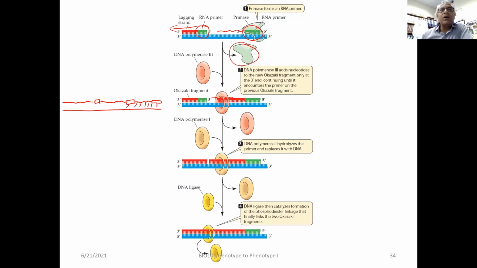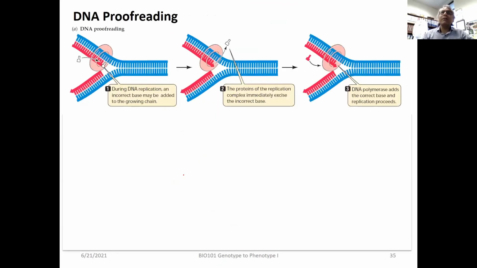Now the puzzle is, you cannot keep RNA sequences within DNA. You have to get rid of them. So there is another DNA polymerase, called DNA polymerase 1. It comes in, hydrolyzes and destroys the RNA molecule, and in place of RNA it synthesizes the DNA sequence. And finally, an enzyme called ligase comes in and joins these, forming the sugar-phosphate backbone here. So this way this also becomes a complete strand.